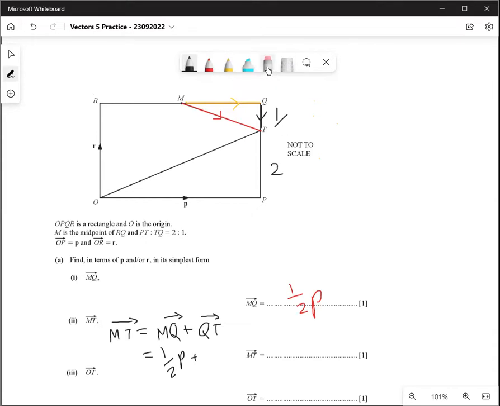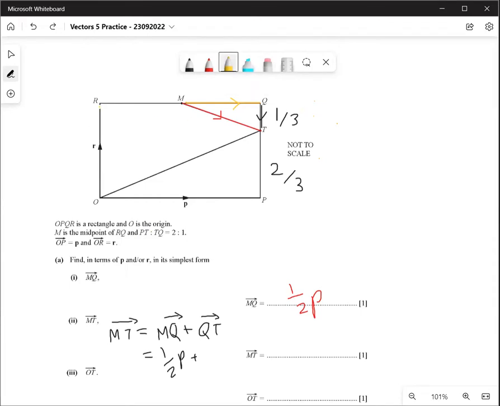Now, Anas, look over here. We had 1:2, yes? Now, if I had 1:2, then what is the total of 1 and 2? 3. So this is 1/3, and this is 2/3. Now you tell me, 1/3 of what?